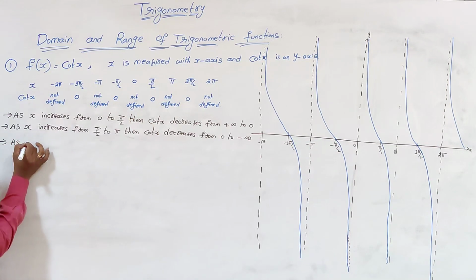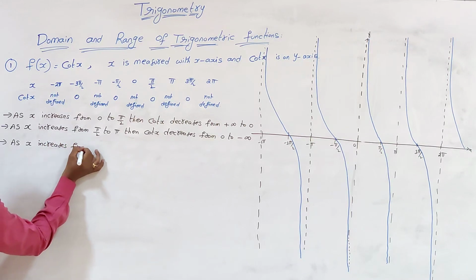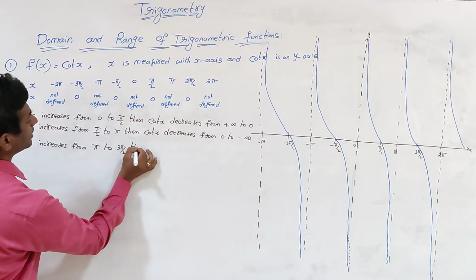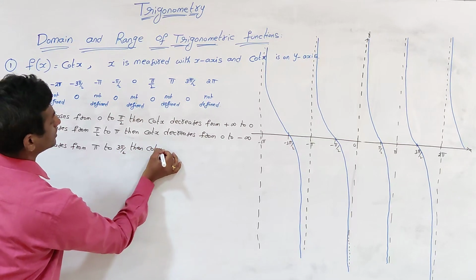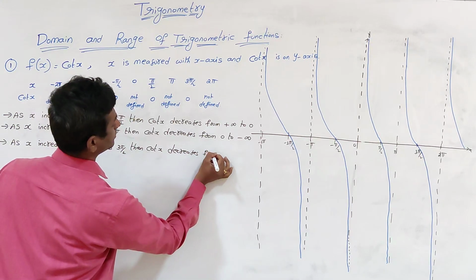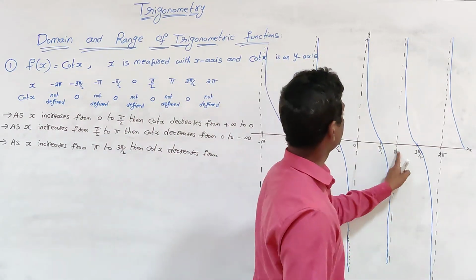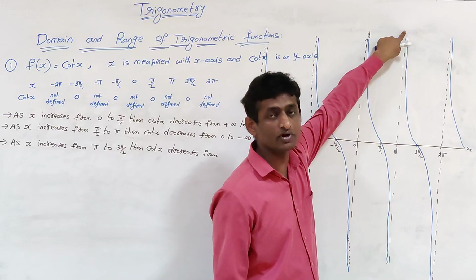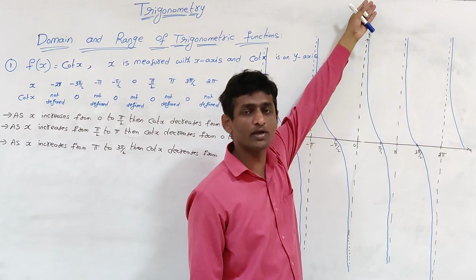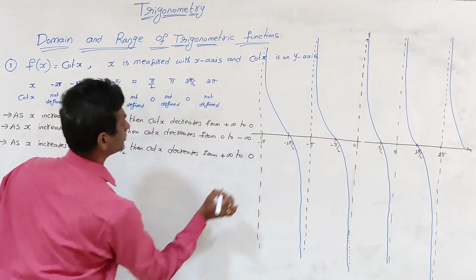Again, as x increases from pi to 3 pi by 2, then cot x decreases from, so from where to where? As x increases from pi to 3 pi by 2, it is decreasing from the positive y-axis to 0. Positive y-axis means there is no end point, so we can read it as plus infinity to 0.